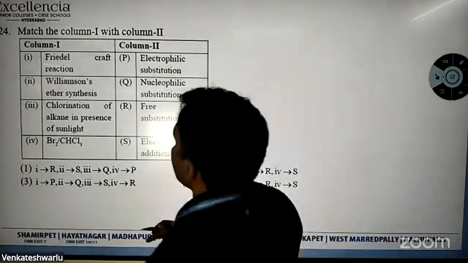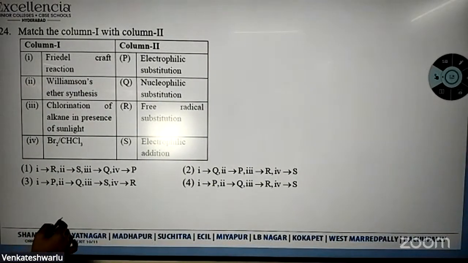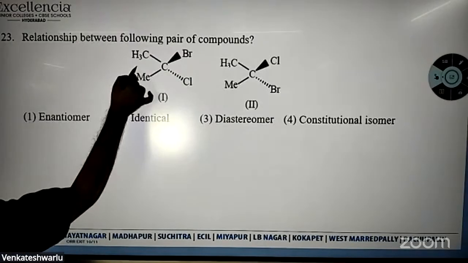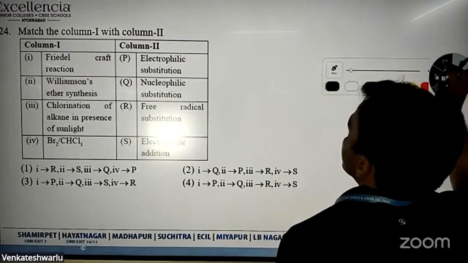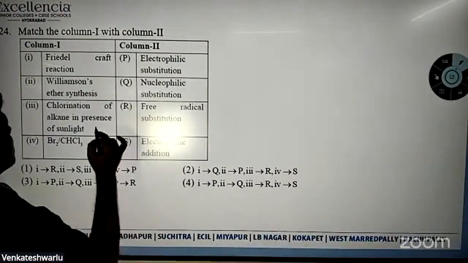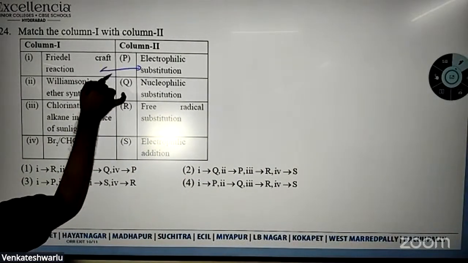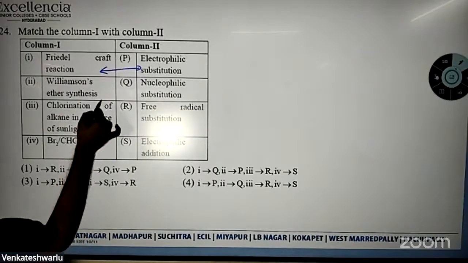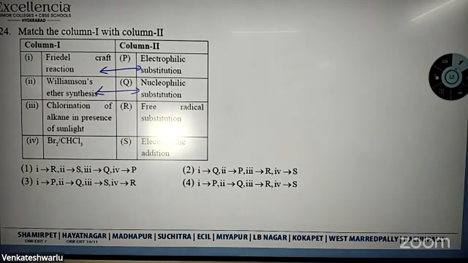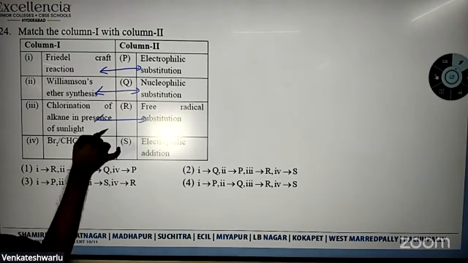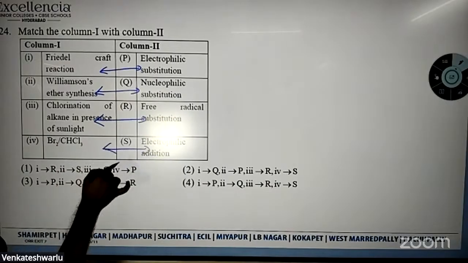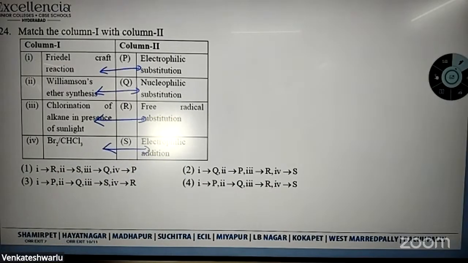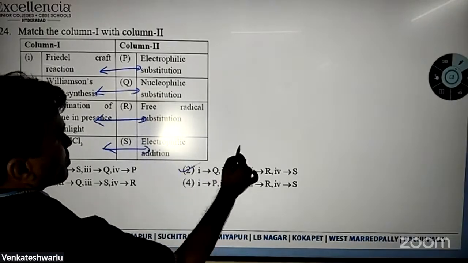Next one is the Friedel-Crafts reaction. The Friedel-Crafts reaction is electrophilic substitution. Williamson ether synthesis is a nucleophilic substitution reaction. Chlorination of alkanes is a free radical substitution. And Br2 in CHCl3 is an electrophilic addition reaction. The fourth one is the S and the third one is the R. So the option is 2. Right?